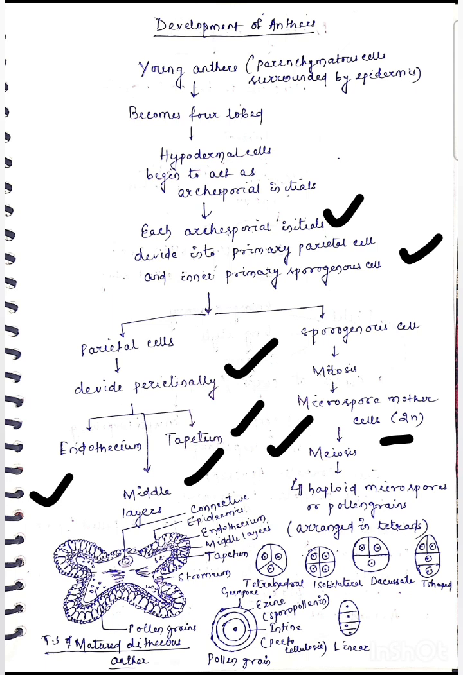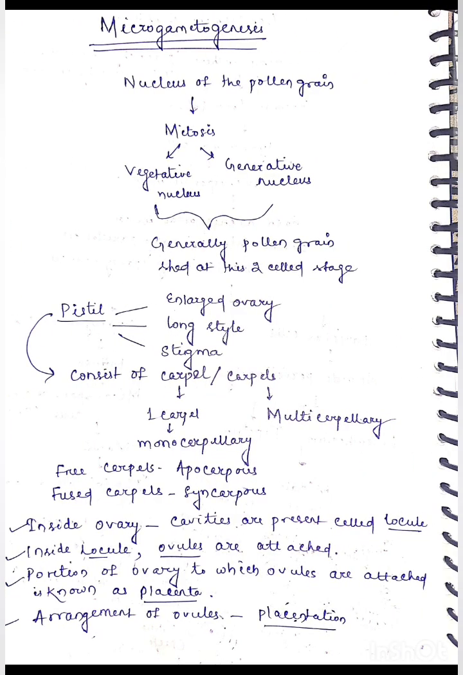So these are the arrangements of pollen grains. Generally they are present in tetrad. Tetrad means 4 cells are arranged together. They may show tetrahedral arrangement, they may show isobilateral arrangement, they may show decussate arrangement. So it varies. Then microgametogenesis.